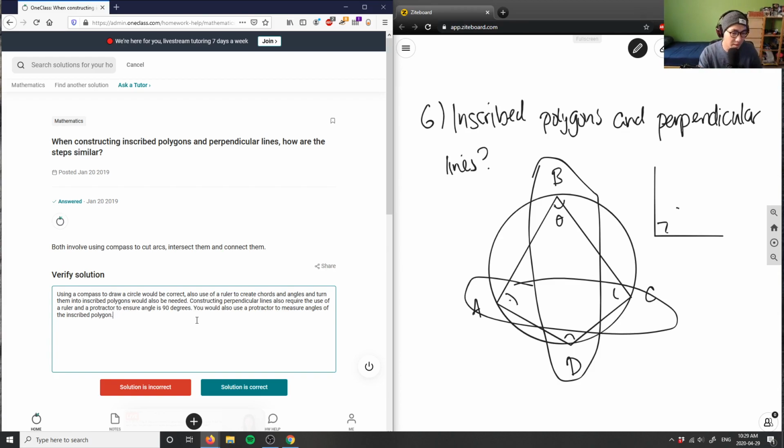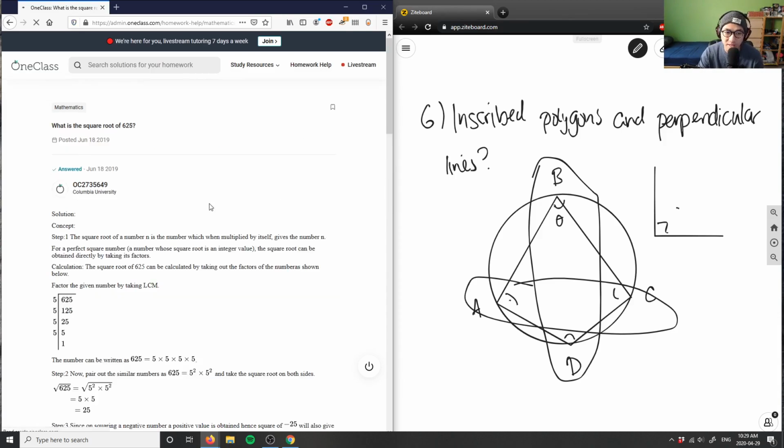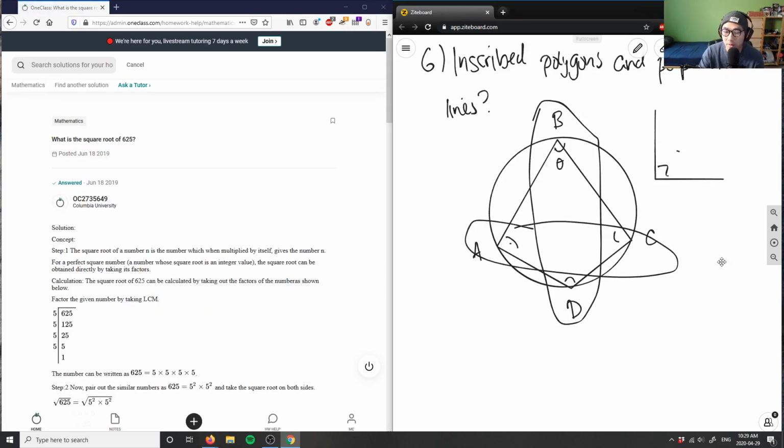So again, you would basically need a compass, a ruler, and a protractor here. These are all tools that are similar for creating inscribed polygons and also perpendicular lines. So the solution here, I'm going to say it's correct, but it's kind of empty.